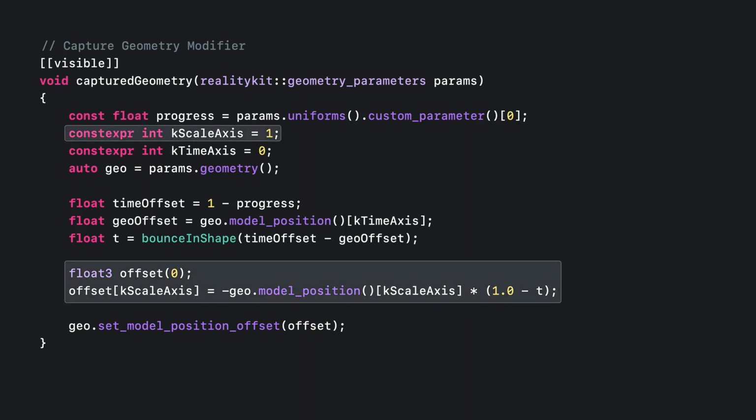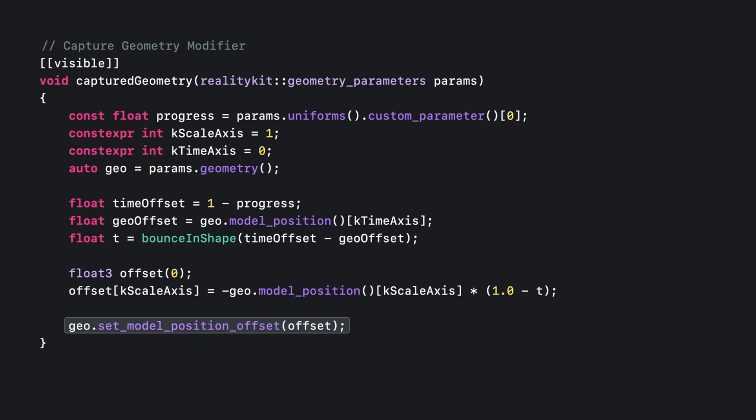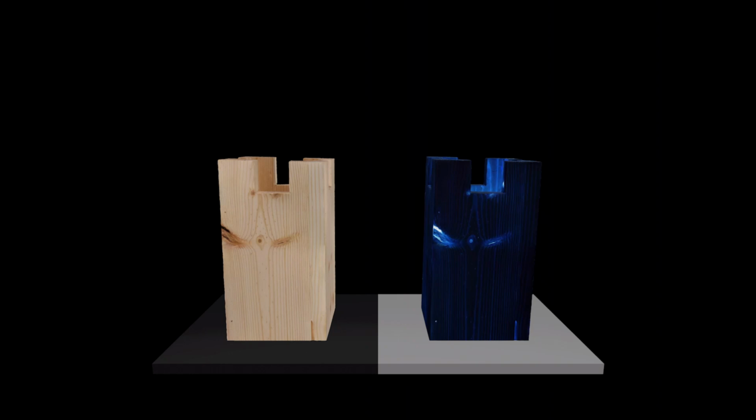To add some complexity to the animation, we will also change the geometry in the X-axis to create a wave effect. The offset of this vertex can be set using the set model position offset function. Here is the final product of our geometry modifier. You can see that it scales up a bit before collapsing down, while being stretched vertically along the X-axis.